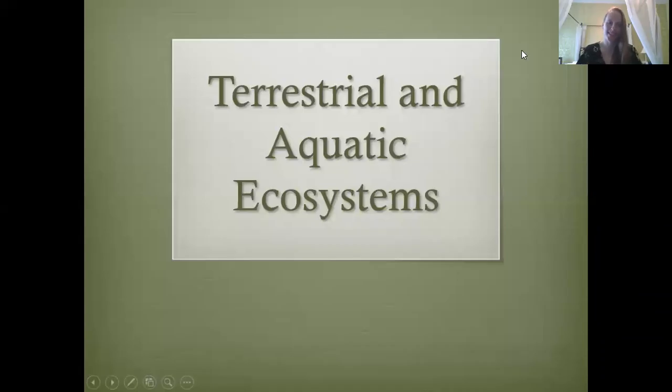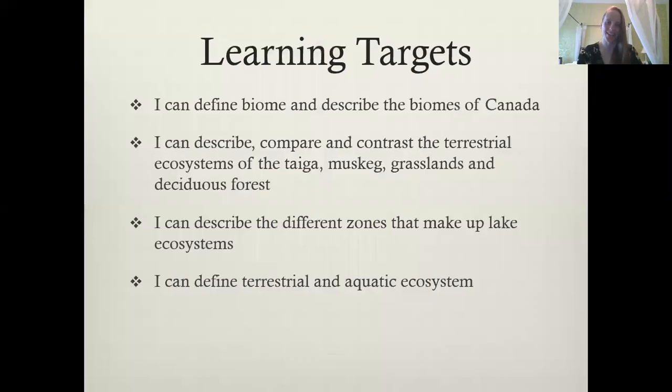Hey guys, so today we're continuing on talking about ecosystems. This lesson we're going to talk about different types of terrestrial and aquatic ecosystems. Some of this will overlap with stuff that you learned last year about biomes, but there's definitely some new stuff in here as well.